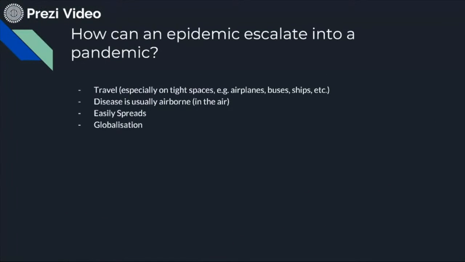As I said earlier in my first slide, a pandemic starts as an epidemic first. An epidemic is a disease outbreak in a certain region. The disease is usually a very communicable disease, meaning it spreads easily, thus infecting many to create an epidemic which could escalate into a pandemic.